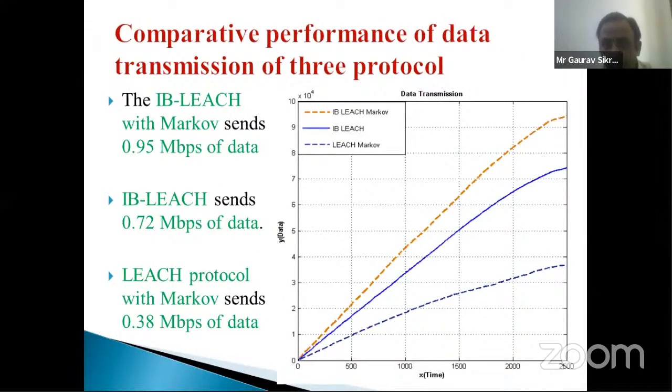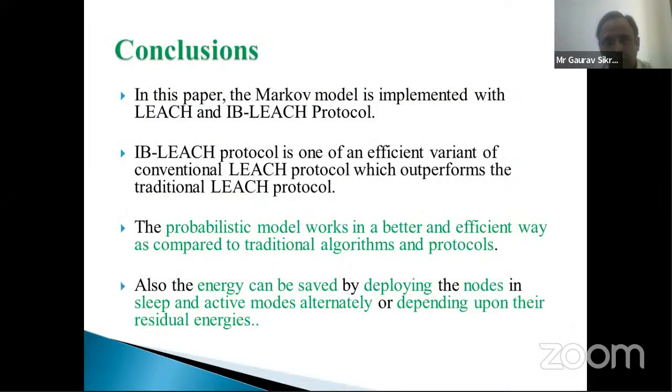If we compare three models, improved LEACH, normal LEACH, and LEACH with Markov, we come to know that improved LEACH with Markov can send about 0.95 Mbps of data as compared to other approaches. So this is the conclusion. Markov modeling is implemented with the LEACH as well as the improved LEACH protocol. We conclude that the Markov model with the improved version of LEACH can give better efficiency in terms of antenna parameters.